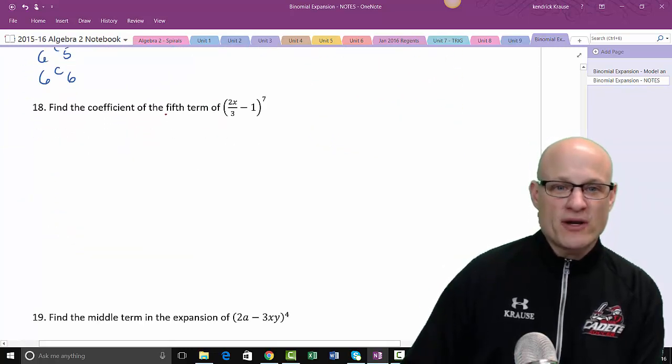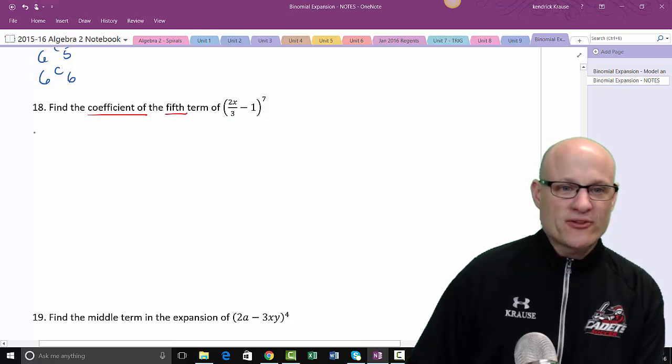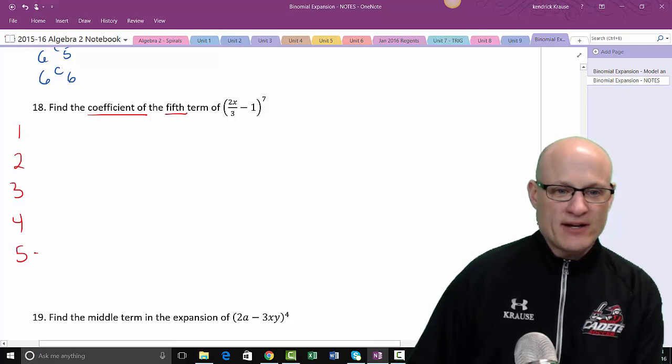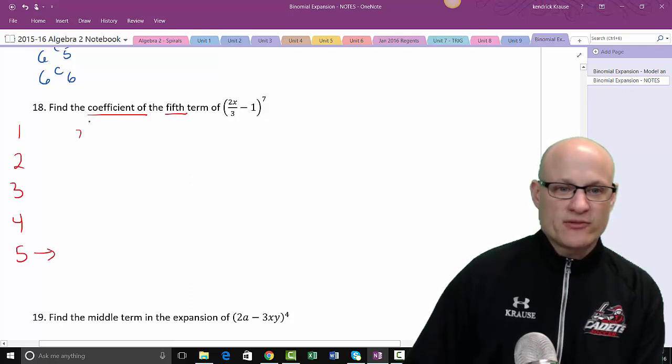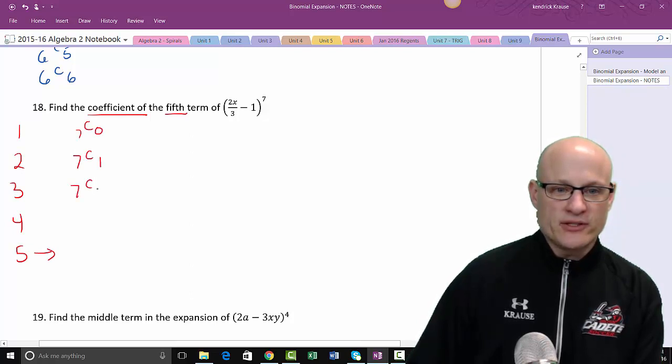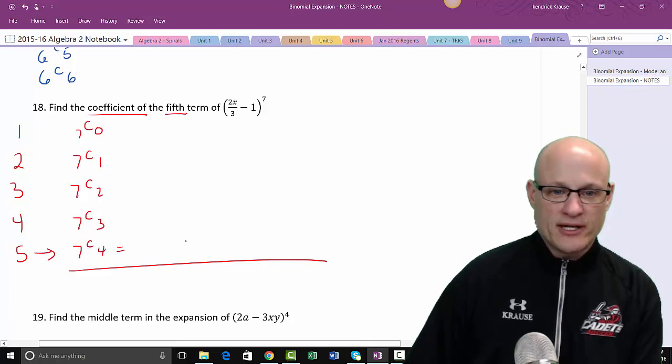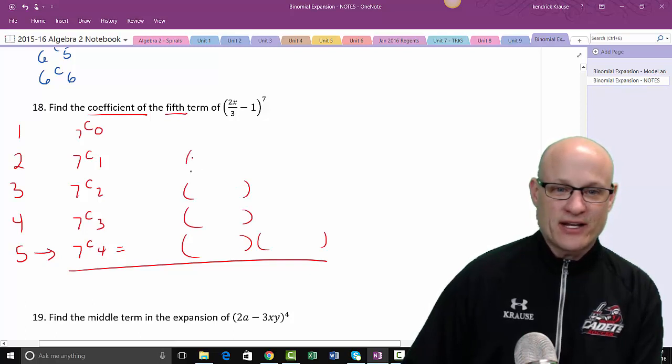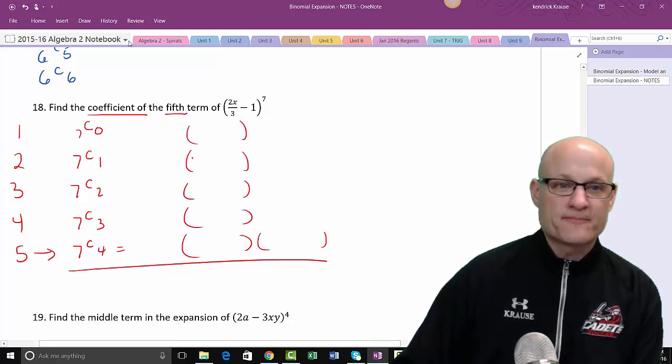Find the 5th term. Now, I only want the coefficient of the 5th term, but this is going to be kind of tricky because I got fractions. Ooh, fractions. So 5th term, 1, 2, 3, 4, 5. I need this term. 7C0, 7C1, 7C2, 7C3, 7C4. This is the one I want. I'm stopping here. I need parentheses to help with the exponents. And I really only need these. And I'll tell you why in a second, and maybe you can figure this out.